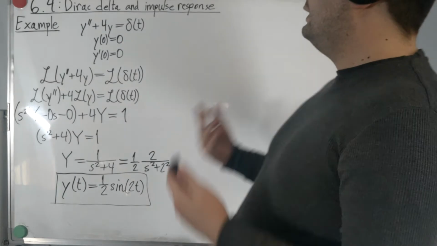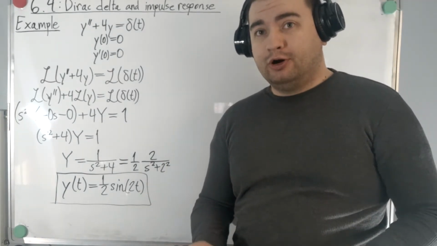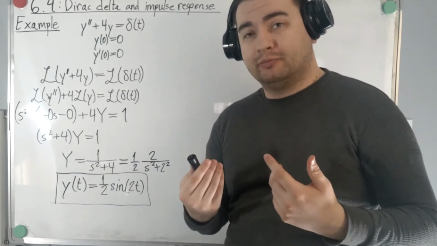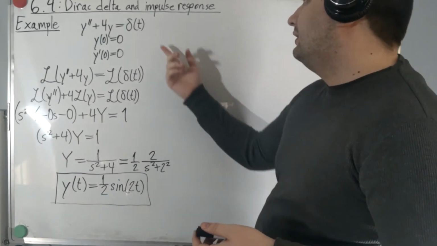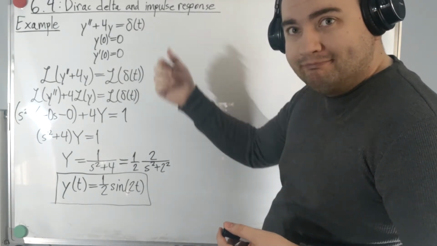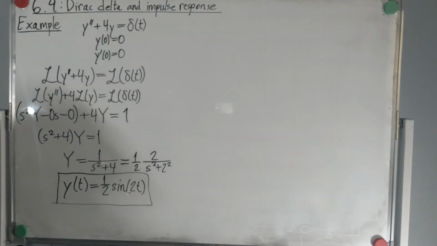So for today's lecture, it's going to be more of the same. It's going to be more of using Laplace transform methods to solve initial value problems. It's just now there's this weird delta thing that keeps cropping up. So we'll do some more examples.